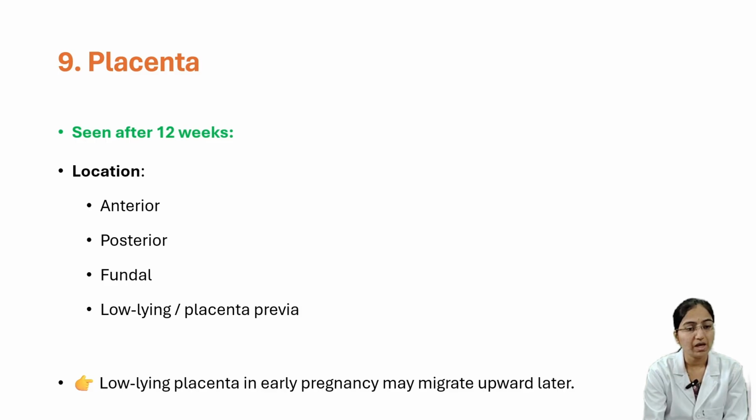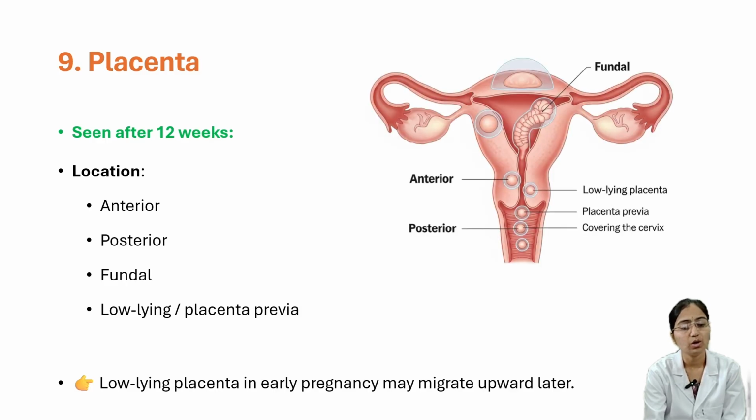Next, the placenta. Here it is seen after 12 weeks of pregnancy. And then the location: anterior, posterior, fundal, low lying or placenta previa. Here a low lying placenta in early pregnancy may migrate upward later. Previously it may be low lying, but as gestational age increases, it may go upward.